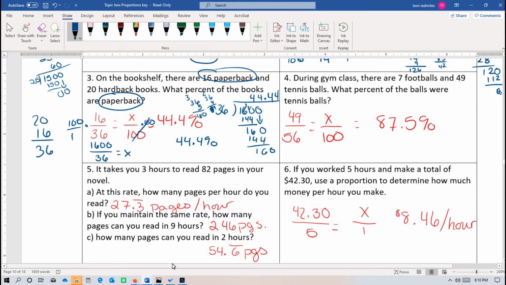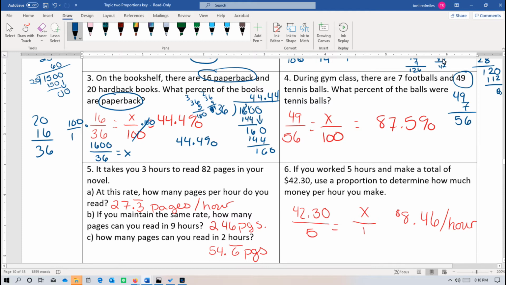All right, the next one. During gym class, there were 7 footballs and 49 tennis balls. What percent of the balls were tennis balls? So I know the part I'm using is 49, but I don't know the total. And to be able to turn it into a percent, I've got to have a total. So I'm going to add them. I'm going to get 56 as my total.